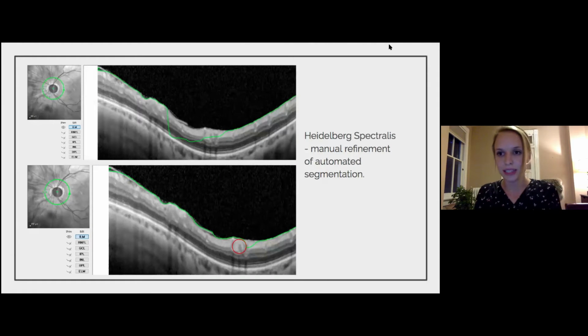The Heidelberg does have an option to manually refine the automated segmentation. So this was actually a patient of mine, and you can see that it's assessing the ILM. In the top picture, we have the original scan where the ILM dips down all the way to the RPE. And on the bottom image, you can see that round red cursor that I use to just bump up that line to where I think the ILM is.